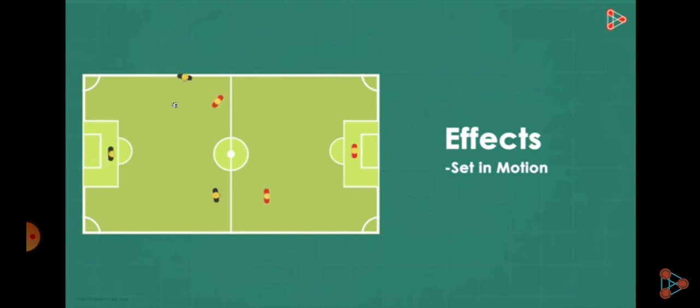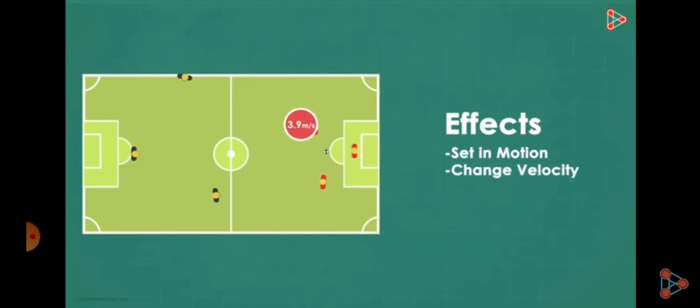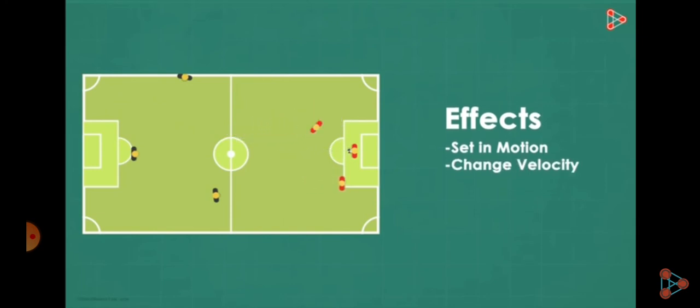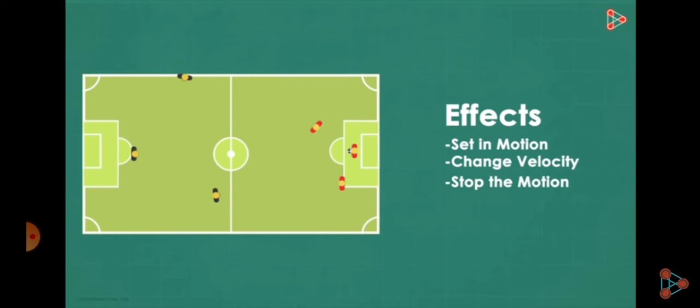Assume an object is moving at a uniform velocity of 2 meters per second. If it is pushed harder, its velocity will increase. So force can also change the velocity of an object. A force can also stop a moving object. Anything else you can think of?